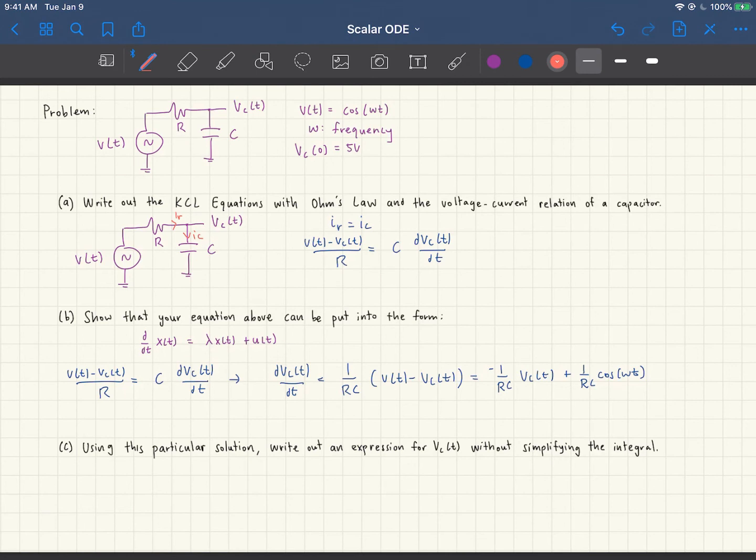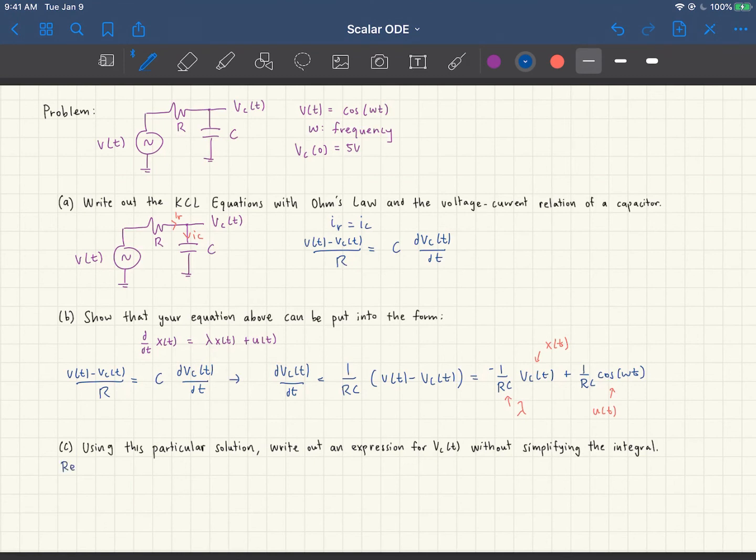To show that this is actually in the form above, we can show that minus 1 over RC is lambda, U of t is 1 over RC cosine of omega t, and Vc of t is x of t. Now, using this particular solution, write out an expression for Vc of t without simplifying the integral.